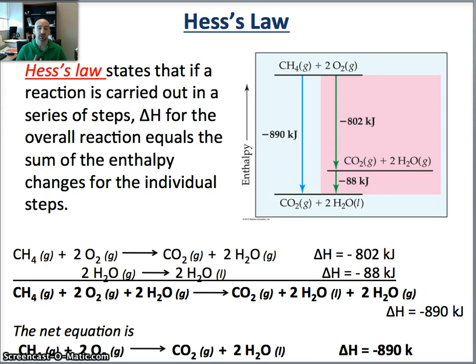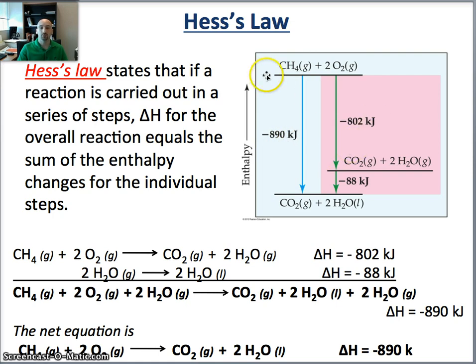Hess's Law just states that if a reaction is carried out in a series of steps, the delta H, the change in enthalpy for the overall reaction, is just equal to the sum of the enthalpy changes for these individual steps. If we look at the example on the right, here we have methane gas, which is being combusted. It's reacting with oxygen to produce carbon dioxide and 2 molecules of water as a liquid. The delta H for this overall reaction is minus 890 kilojoules.